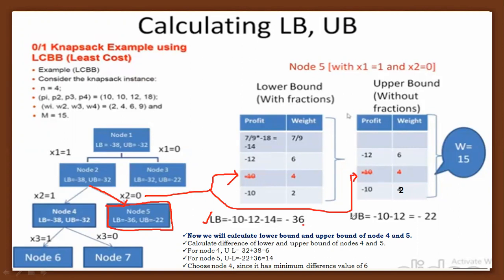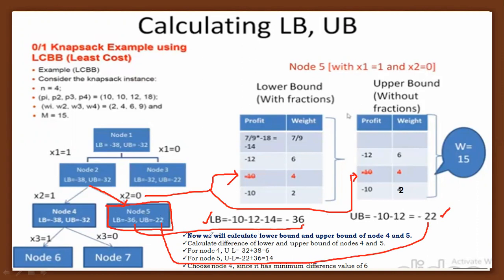So I need to find the upper bound. Upper bound equals the sum of PiXi, that is P1x1 plus P3x3. So I will get the total upper bound value as minus 22. So here the lower bound and upper bound values are to be generated. This is the lower bound value and 22 is the upper bound value.